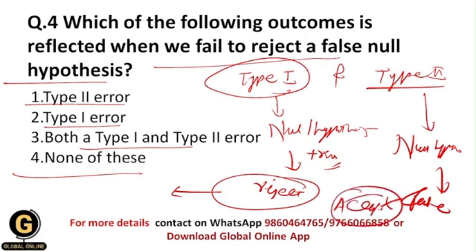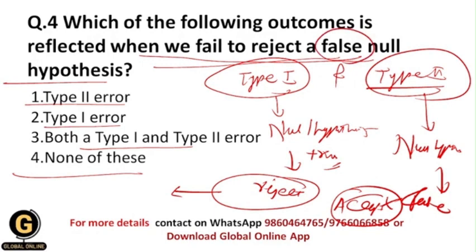Okay, so in this situation basically type 2 error happens, and that's why the above situation in the question is basically the type 2 error. Because here the null hypothesis is false, but we are failing to reject it. It means that the null hypothesis is false, but we are accepting it. And that's why in this situation your outcome will be type 2 error.